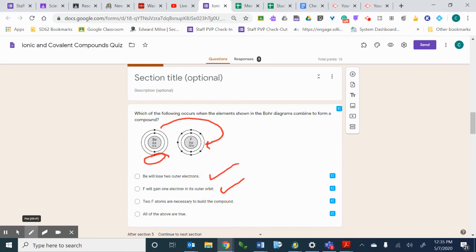Yes, that's true. And 2 fluorine atoms are necessary to build the compound, right? We need one more to fit that other electron. So that is true as well. So there you have your all of the above.